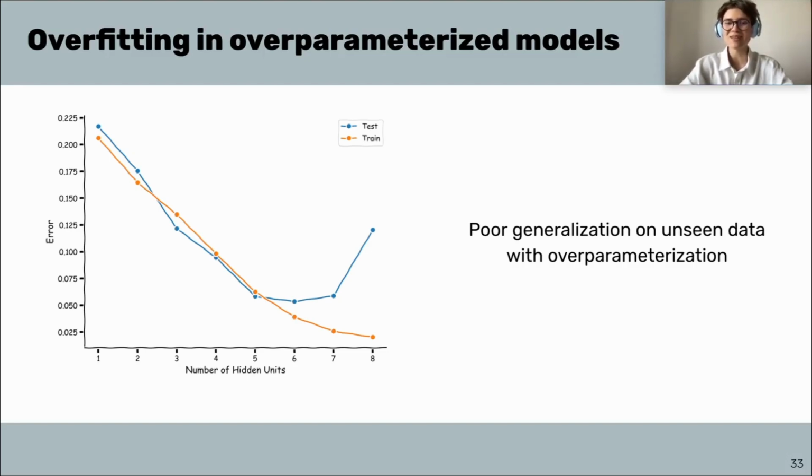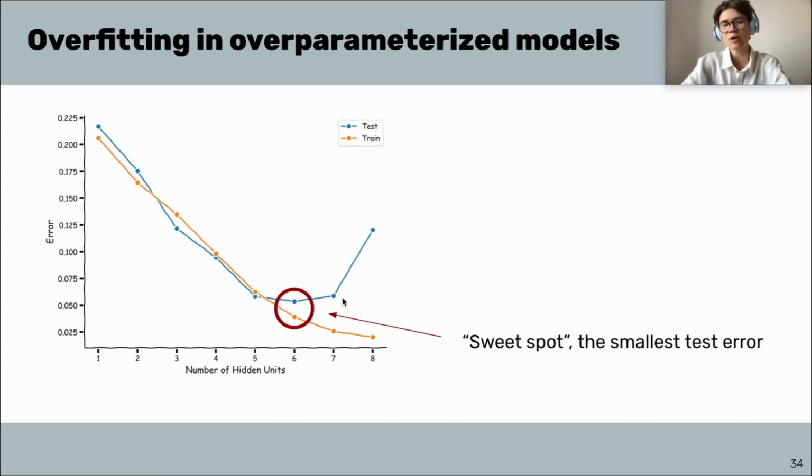Indeed, with the increase of the model's complexity, we can see the training error decreases, but at some point, test error starts to increase. We say that the model becomes too biased towards training data and it has high bias. It performs poorly with generalization on unseen data. In general, we aim to find the so-called sweet spot when the test error is the smallest. It usually happens in the middle of the model's complexity.